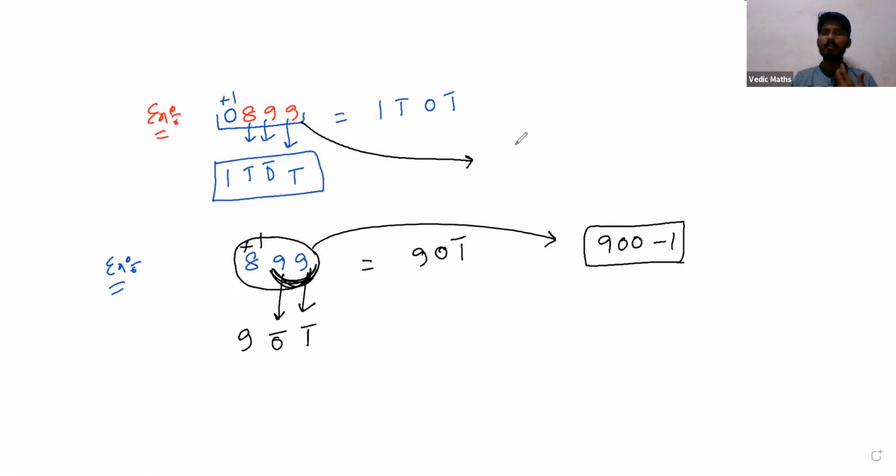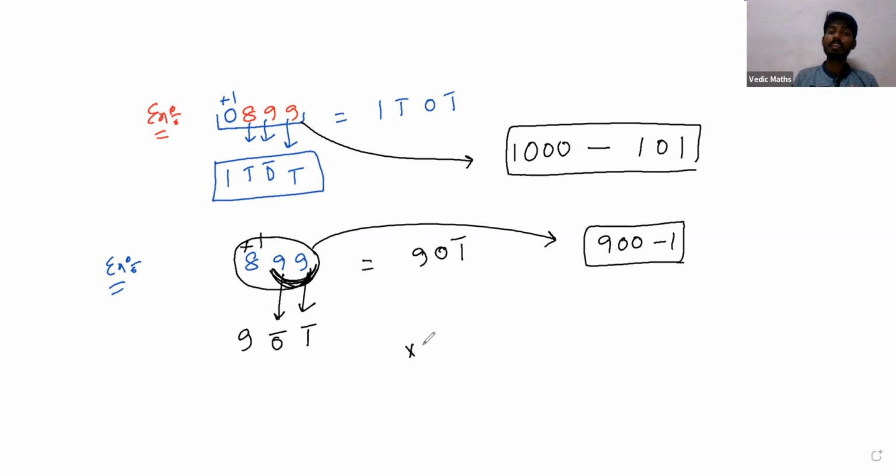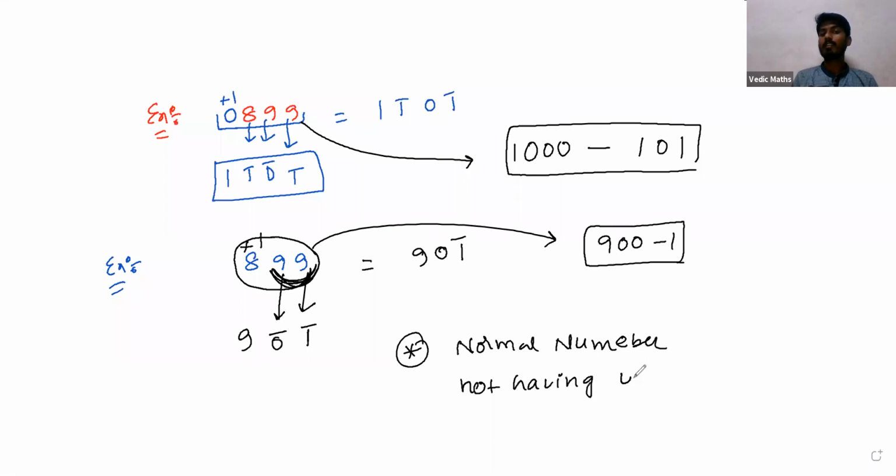Suppose if you round up this number to 1000, then it is 101 less. Both are correct. So we can say that a normal number does not have a unique Vinculum number. That means it has many Vinculum numbers. I hope you understand the concept. Okay.